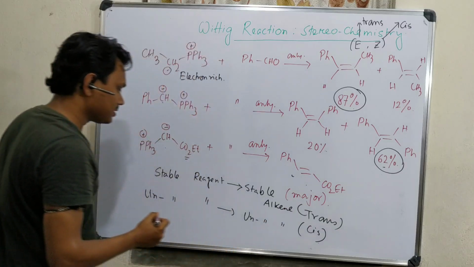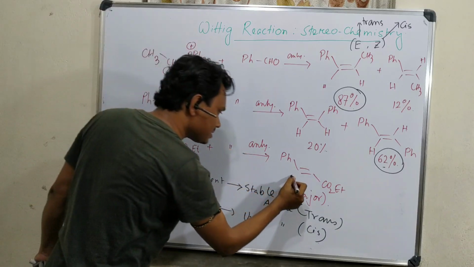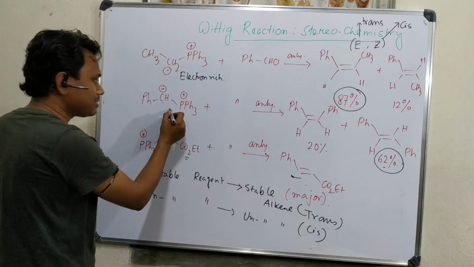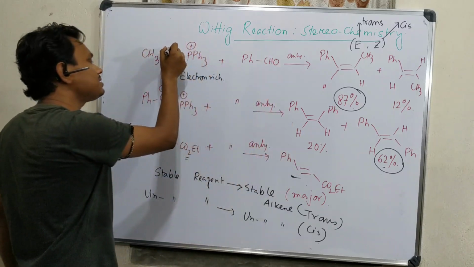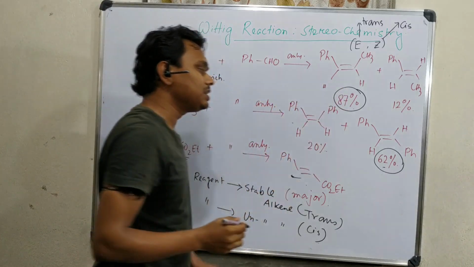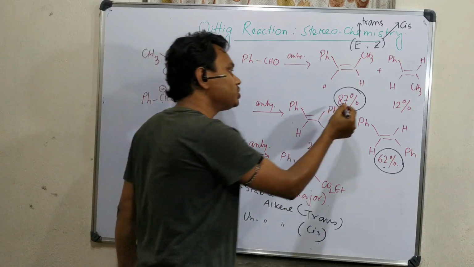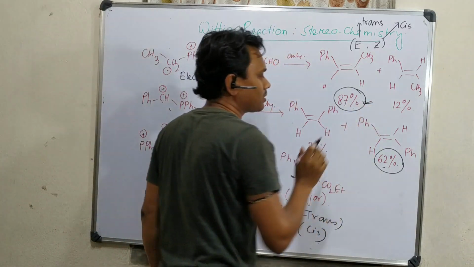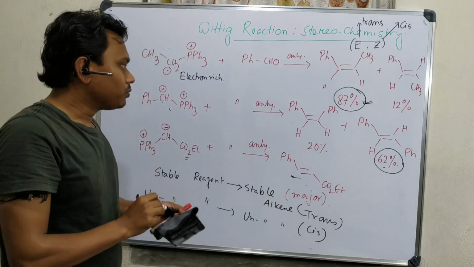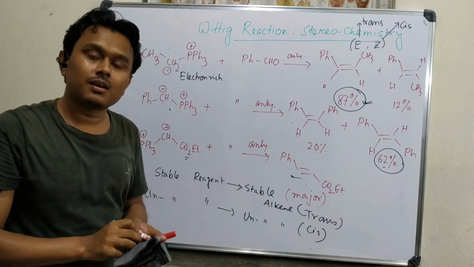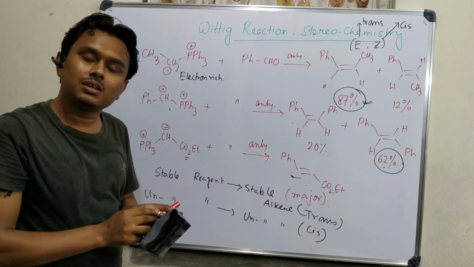Okay, so the same thing you can see, a stable reagent produces trans-alkene as a major product. This is stable, produces trans. This is unstable, produces cis. And actually a mixture is obtained, and the major product is the cis one. So right now we will explain why and how this thing is happening.